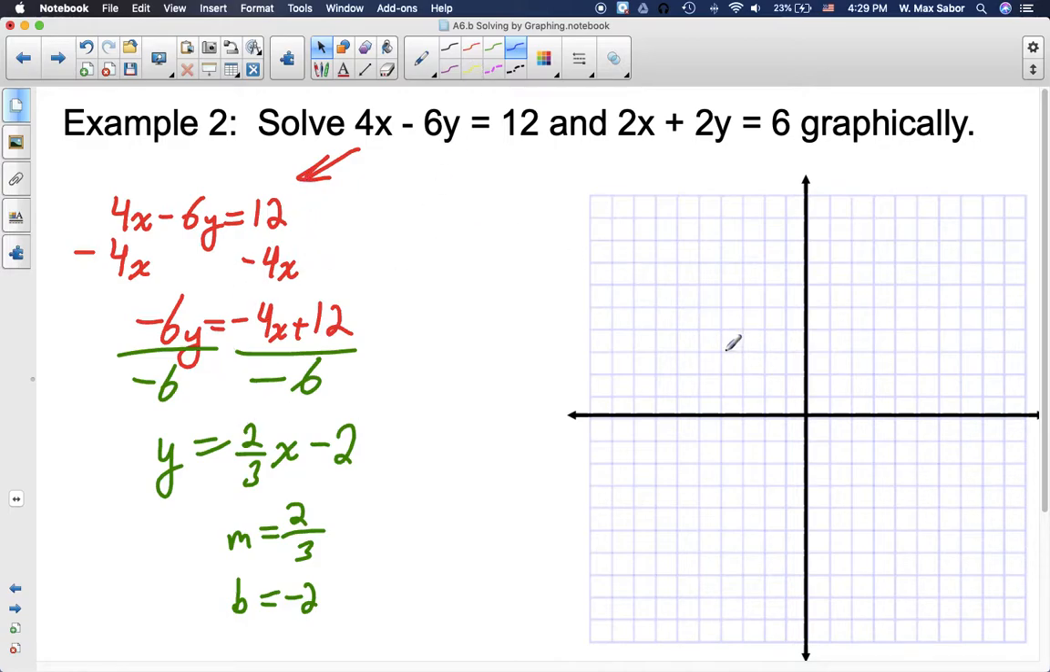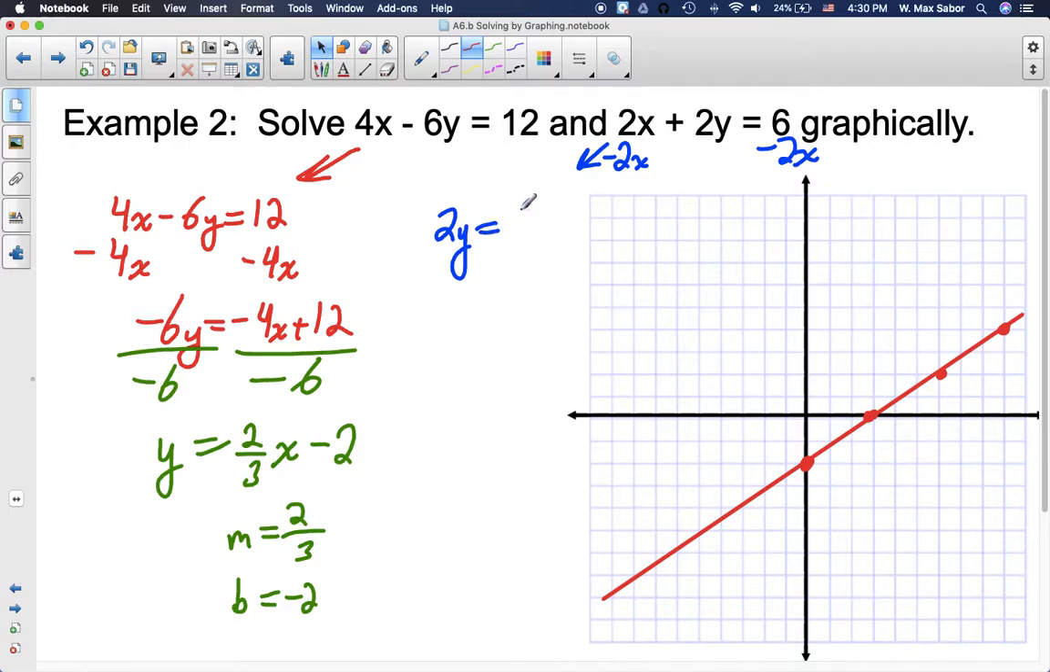Graphing this will be at -2, and then up 2, right 3, up 2, right 3, up 2, right 3. Now let's do the other equation. So this one, if we were to solve this, I would subtract 2x from both sides first. Again, 6 and 2x are not like terms, so I'll say that it's that, and then divide by 2 on both sides. So y equals -x plus 3. So there is our line.